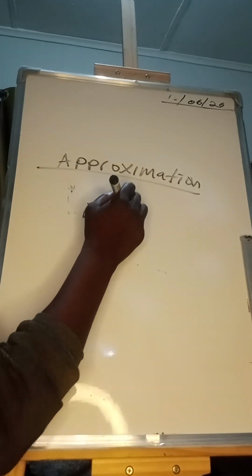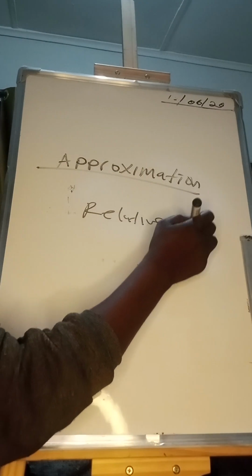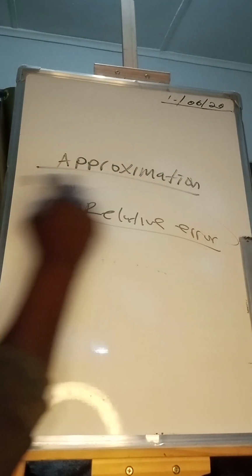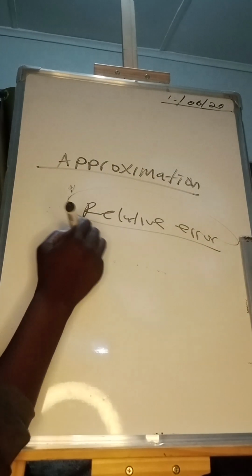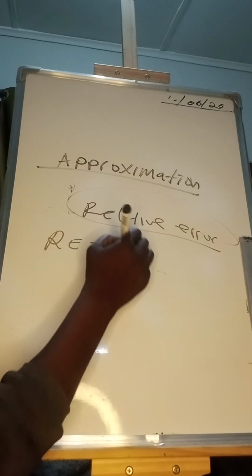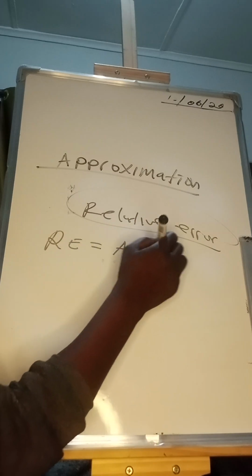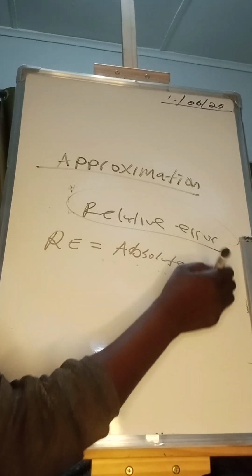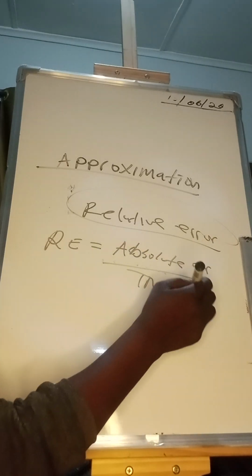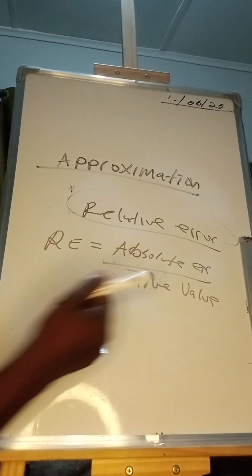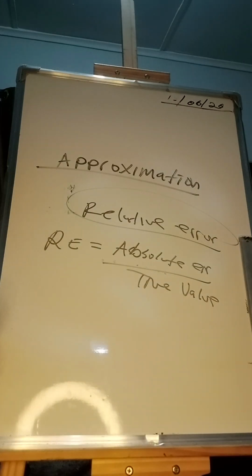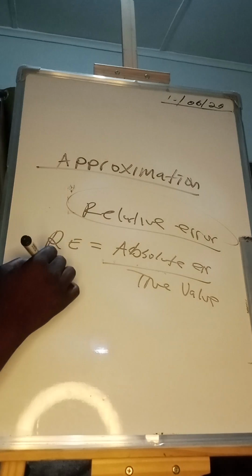We also have relative error. So relative error, we normally say relative error is equal to absolute error over true value. Absolute error over true value. You're just trying to compare the absolute error versus the true value. It's a relative comparison. So you're relating.